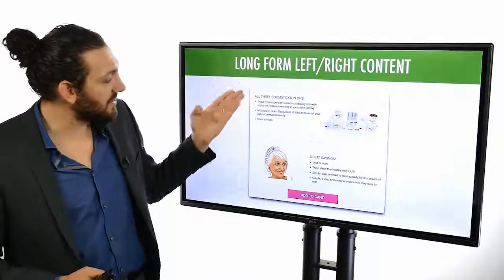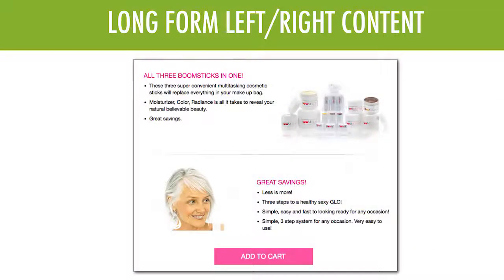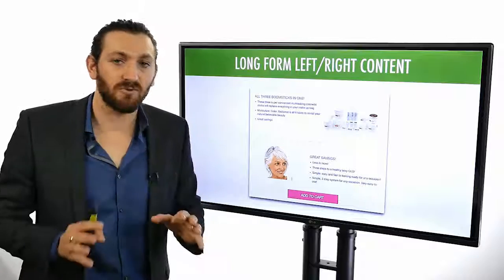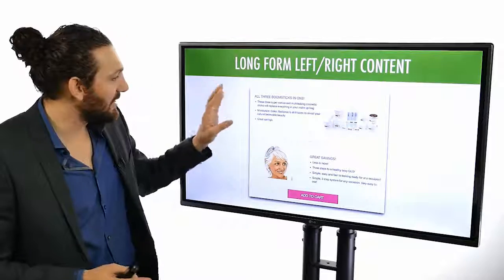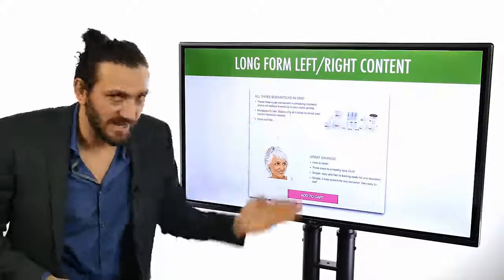And if you're using a long form page, then you've got long form left-right content where you've got a headline, some bullet points, and an image, a headline, and some bullet points, a call to action button. Apple really pioneered this. If you look at Apple's pages, they all flow this way, left, right, with long form content going down the page.